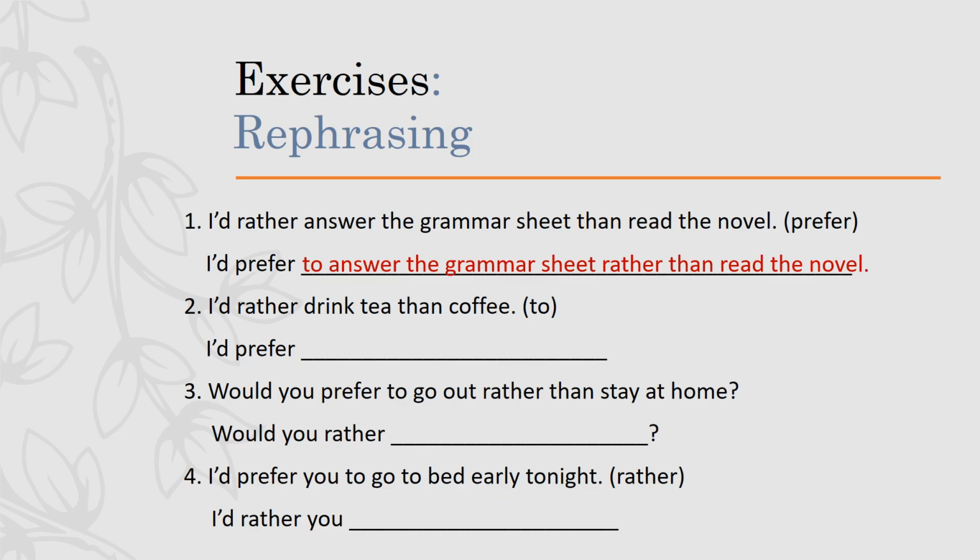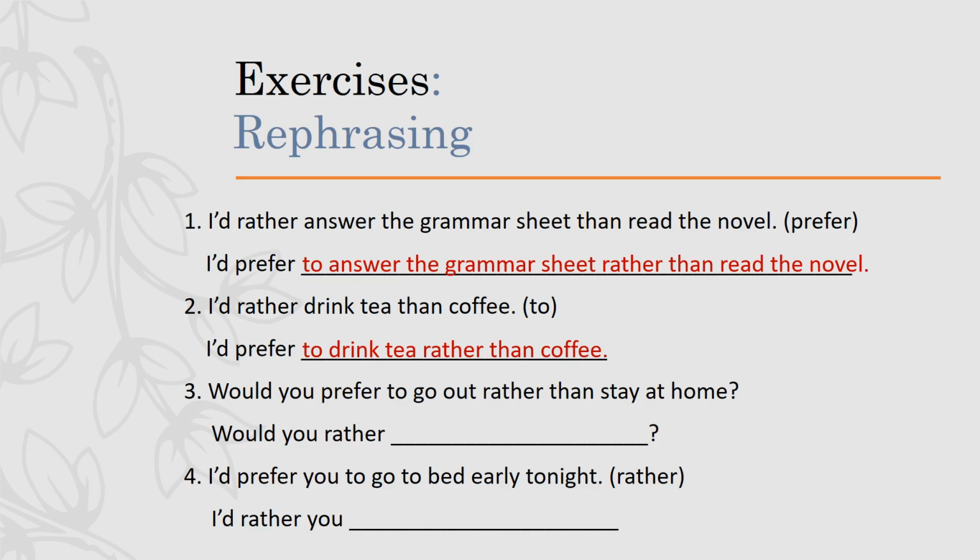Number 2, I'd rather drink tea than coffee. Of course, with rather, I have to say two verbs, but I don't repeat drink twice because it's understood from the text. I'd rather drink tea than coffee. Use to. Of course, you will use to when you use prefer. I prefer to drink tea rather than coffee. It's easy, so far it's easy.